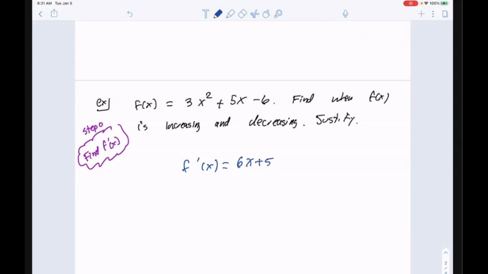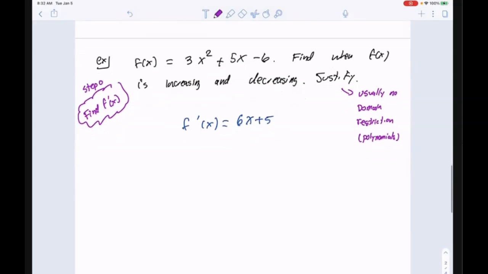6x plus 5. Now, the good news here, something that I didn't really bring over in these problems, is that there is usually no domain restriction. And mostly I'm talking about polynomials in this case.